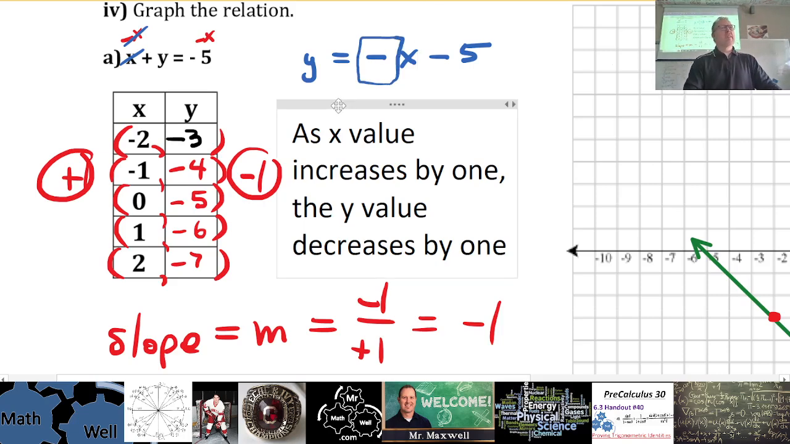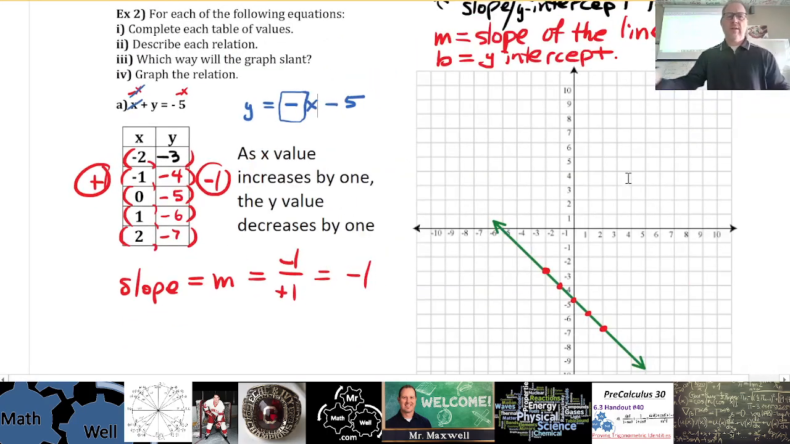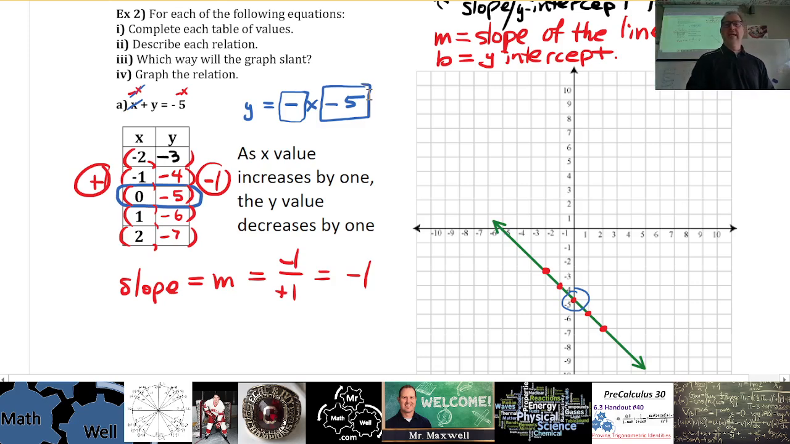What's the y-intercept of this line? The y-intercept would be the point that's on the y-axis, and that's this one right here. 0, negative 5, and guess what? Negative 5 is my b value. That's the y-intercept. Okay, I can't overstate the importance of knowing the slope and the y-intercept here.